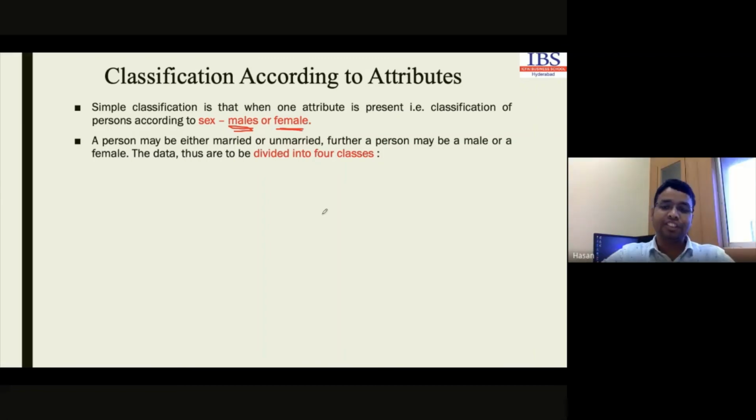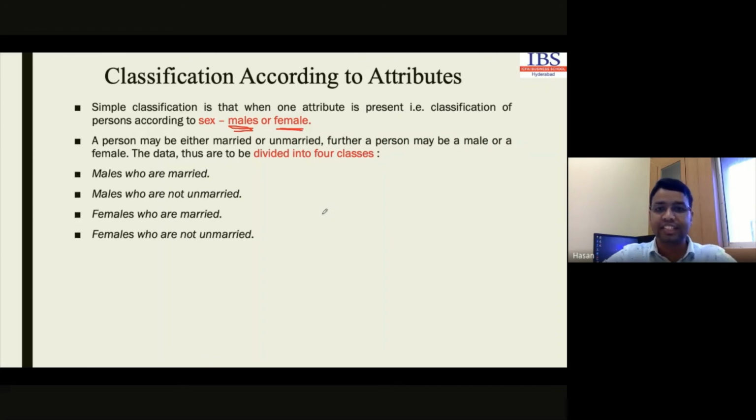So this will be the classification. In this way, we can classify our data into four categories. So this is attributable classification.